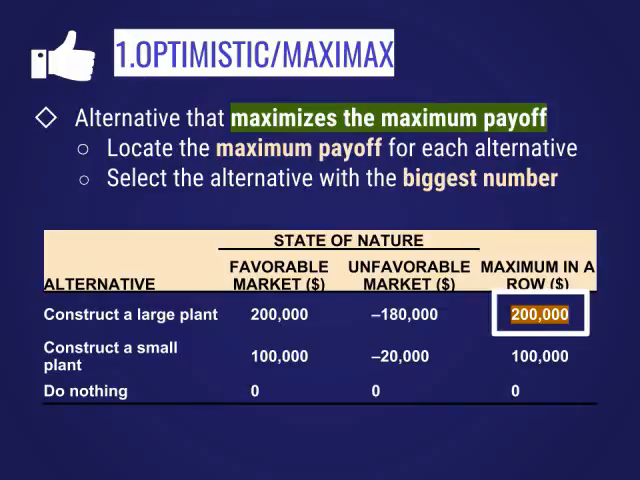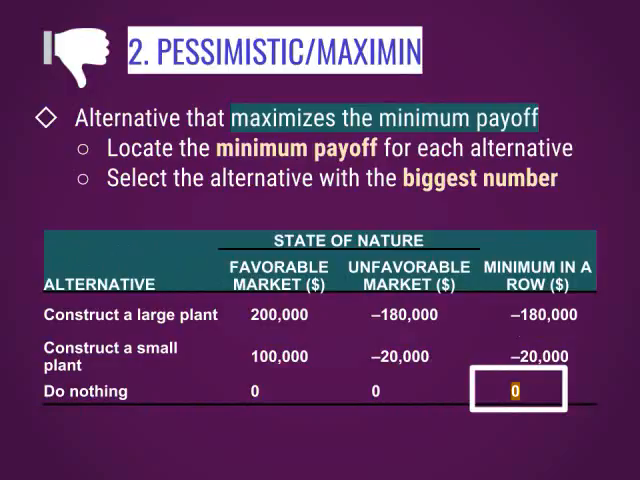Next, we have the pessimistic or maximin approach. It is used to find the alternative that maximizes the minimum payoff. Here is an example. What we do to get a decision is to locate the minimum payoff for each alternative. For the large plant, negative $180,000.